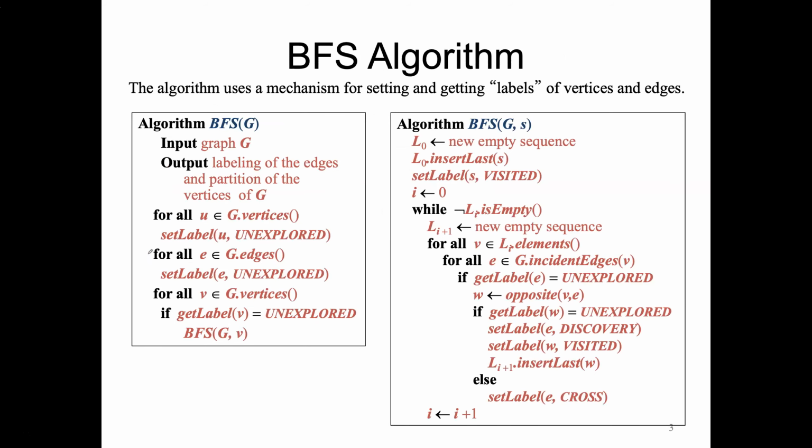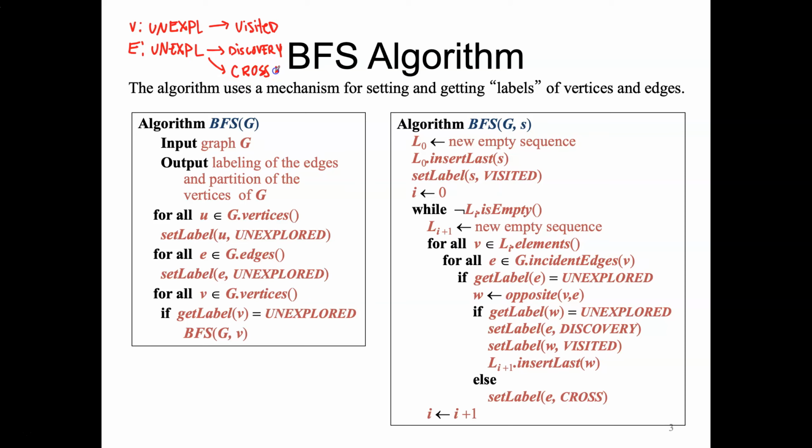So how does breadth first search work? It again uses a mechanism for setting and getting labels on vertices and edges. So every vertex is initially marked as unexplored, and every edge is initially marked as unexplored. And when we encounter vertices, we'll mark them as having been visited. And for edges, we'll mark them as discovery edges if we used this edge to discover a new vertex that we haven't yet visited. Or, in the case of breadth first search, we're going to mark these other edges that are not discovery edges as cross edges.